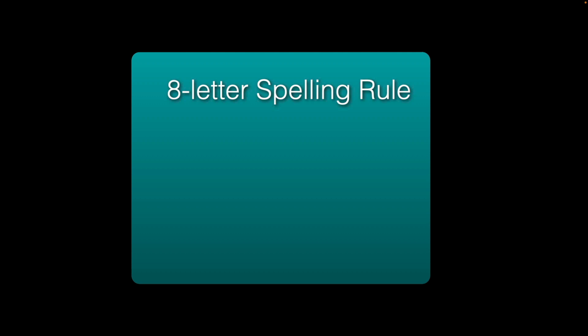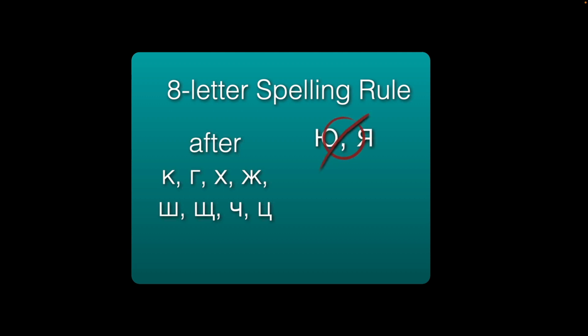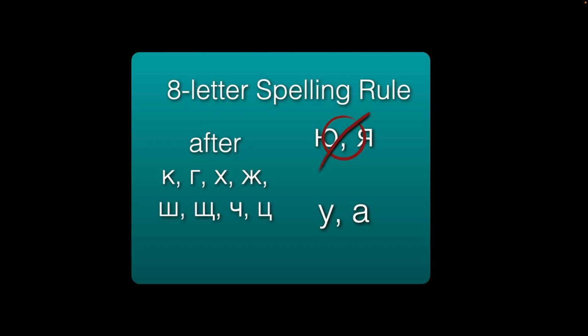According to the 8-letter rule, after any of these 8 letters, we never write ю or я. Instead, we'll use у and а. Now, the first-person singular and third-person plural forms in the и conjugation do normally have the vowel letters ю and я, so we'll need to keep this in mind whenever the stem of the verb ends in any of these letters. Учиться is a common word where this comes into play.